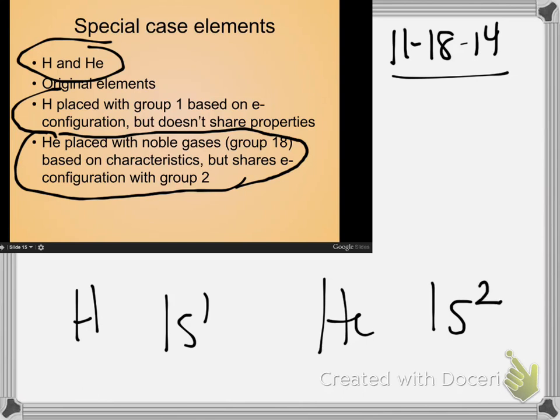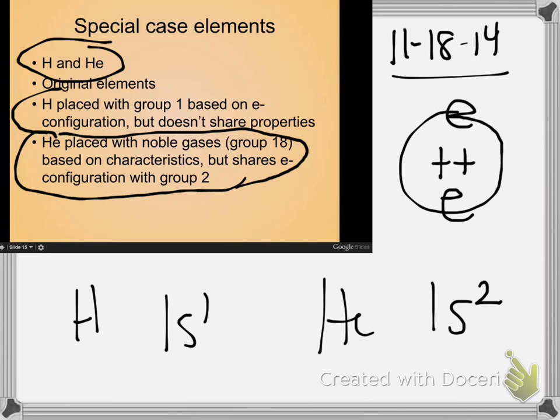1s2, right? So if it ends in an s2, what group would that put it in? Group 2. It's clearly not a group 2 kind of element. So helium behaves like a noble gas. We put it in group 18 because of that. If you think about it, here's our little helium nucleus, and here's helium. This is a Bohr style representation of helium.